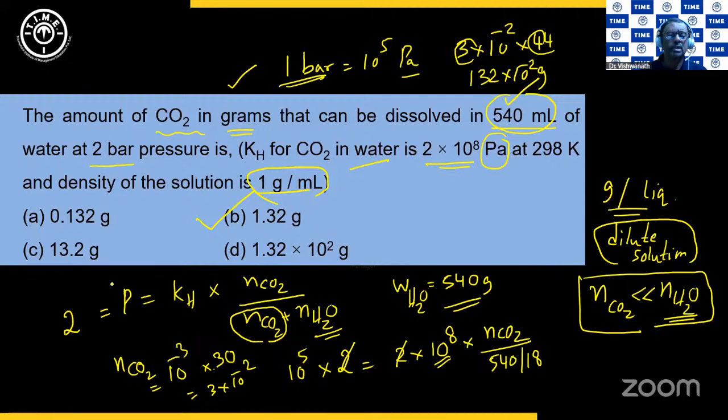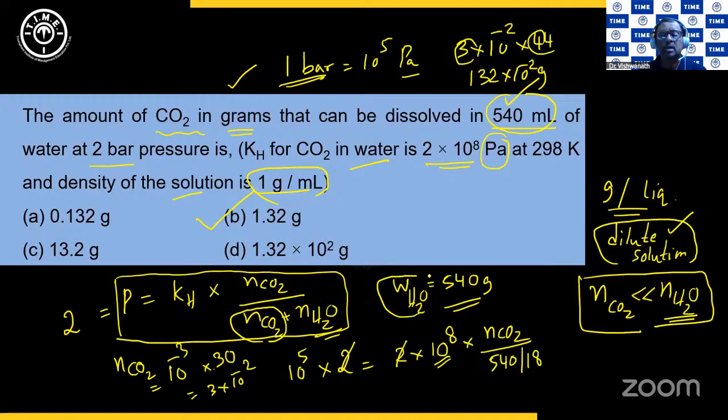I hope you have followed this. So this is the key equation for us, Henry's law. And then we said it is a dilute solution. And therefore we said the density of the solution and the density of water is the same. So water will have 540 grams because we have 540 ml of water. And 540 grams of water will give you how many moles of water? 540 divided by 18, right? And then we said that nCO2 is much smaller when compared to nH2O, so it can be ignored in the denominator, right? And that is how we got this as the grams of CO2 that are dissolved in 540 ml of water at 2 bar pressure. I hope this is clear.